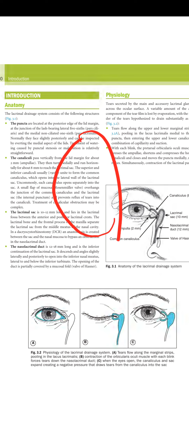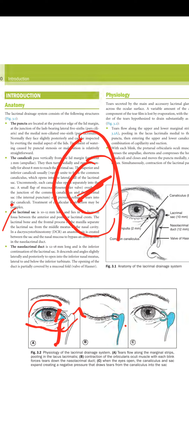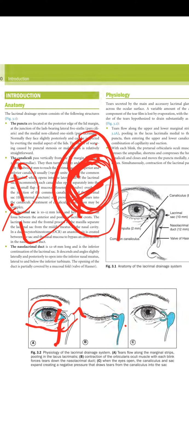So usually the lacrimal sac has a negative pressure when you are opening the eyes. So what happens is, when the tears are pooling in the upper and lower eyelid margin, and basically pooling in the lacus lacrimalis, then the tears flow to the lacrimal sac because of the negative pressure. You know that water flows from positive to negative. So when the eyes are open, there is negative pressure in the lacrimal sac. So the tears move by capillary action from the canaliculi into the lacrimal sac.